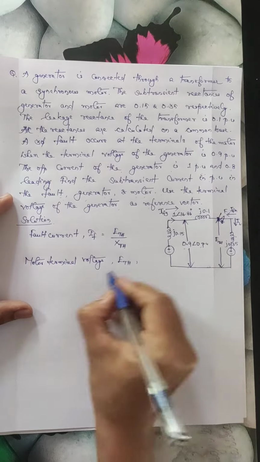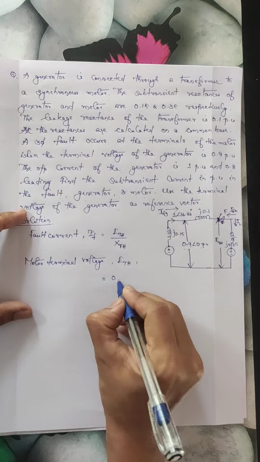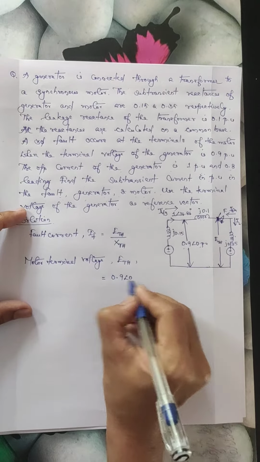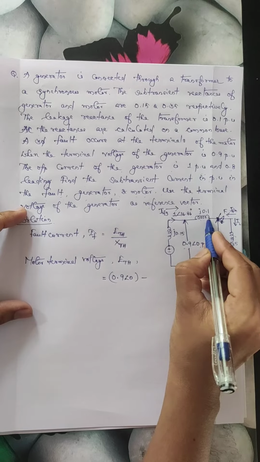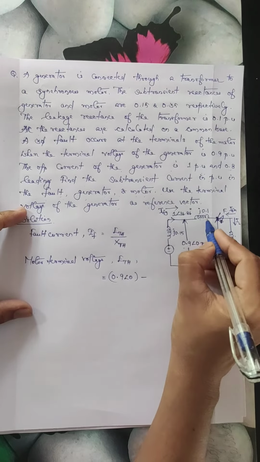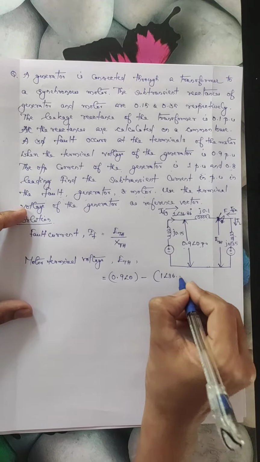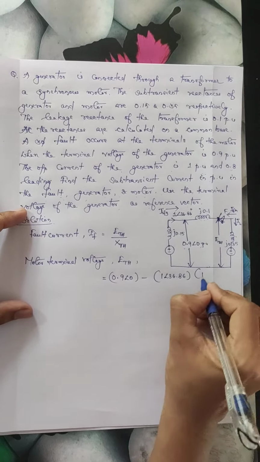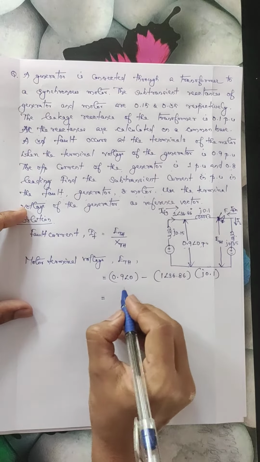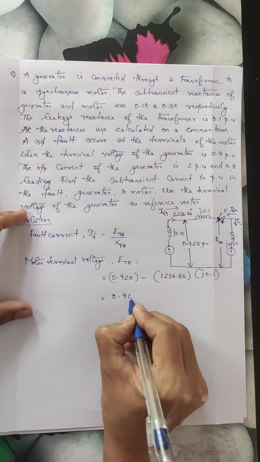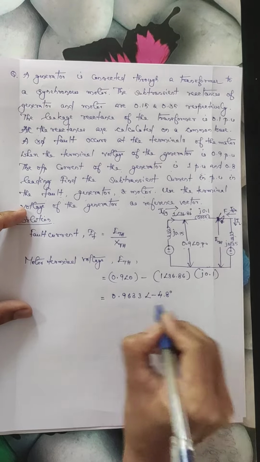will be equal to the generator terminal voltage, that is 0.9 angle 0, minus the voltage drop across this transformer reactance, that is IL into j0.1, that is 1 angle 36.86 degrees into j0.1, and this will be equal to 0.9633 angle minus 4.8 degrees.